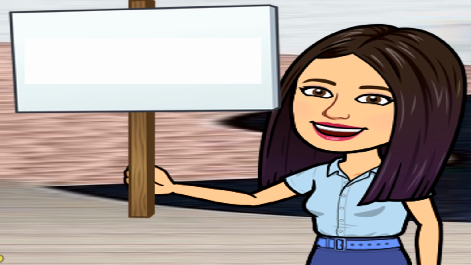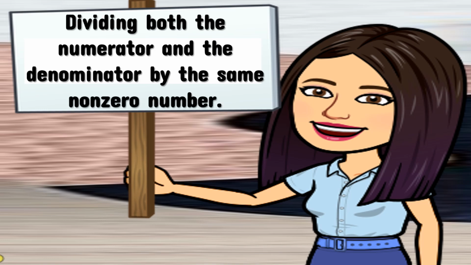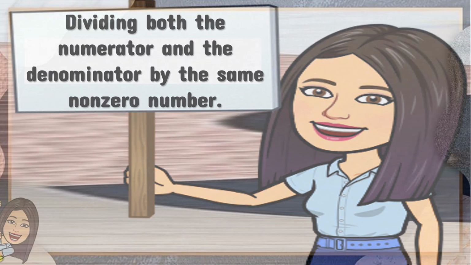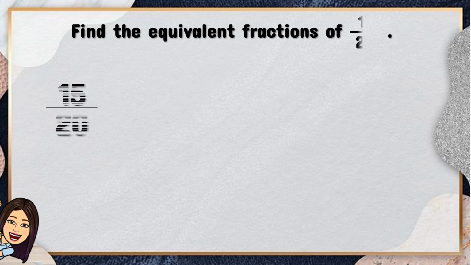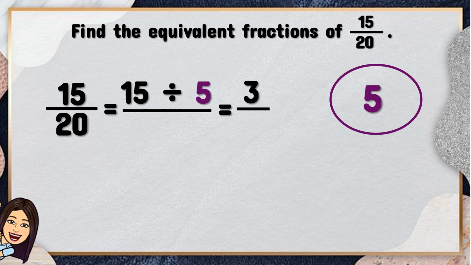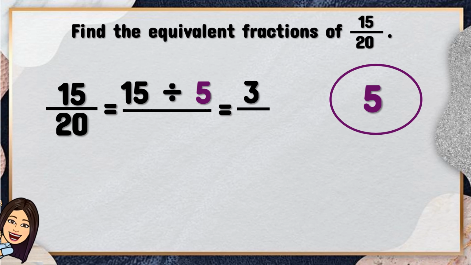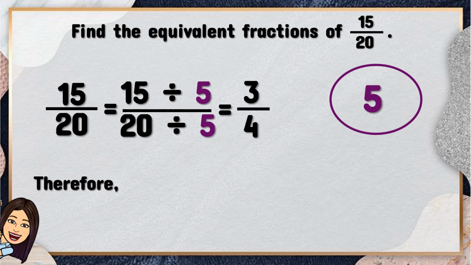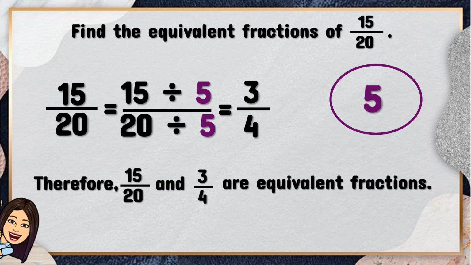The next way in finding the equivalent fraction is by dividing both the numerator and the denominator by the same non-zero number. Find the equivalent fractions of 15 over 20. Let's divide its numerator and denominator by 5. The numerator 15 divided by 5 is 3, over the denominator 20 divided by 5 is 4. Therefore, 15 over 20 and 3 over 4 are equivalent fractions.